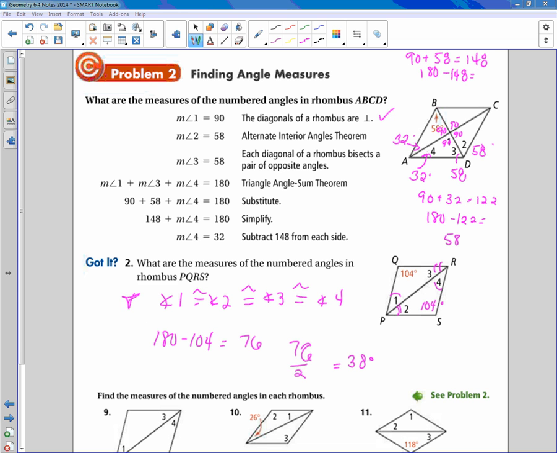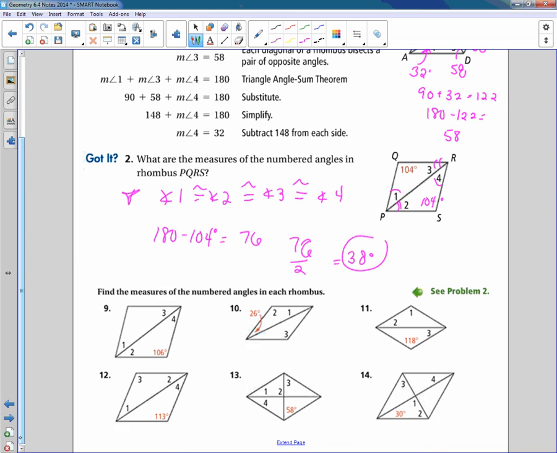Therefore, what we end up with is 1 is congruent to 2, 2 is congruent to 3, and 3 is congruent to 4. Therefore, if we subtract 104 from 180, we get 76. 76 is the measure of angle 1 plus angle 2 as well as angle 3 plus angle 4. If we divide that measure by 2, we will find that each of the angles 1, 2, 3, and 4 all measure 38 degrees. Are there any questions?